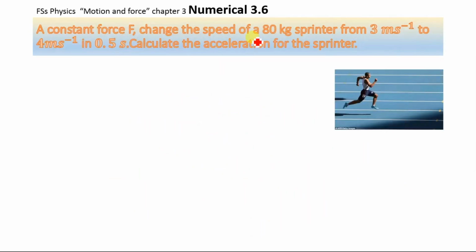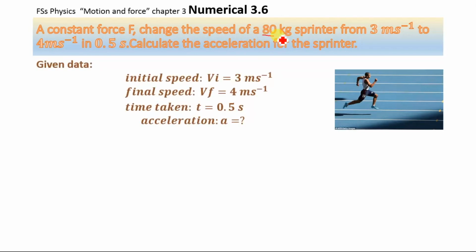This is numerical number 6. The statement of the numerical is: a constant force F changes the speed of an 80 kg sprinter from 3 meter per second to 4 meter per second. The initial speed is 3 meter per second. The final speed is Vf, which is 4 meter per second, and the time taken during which the speed changed from Vi to Vf is 0.5 seconds.